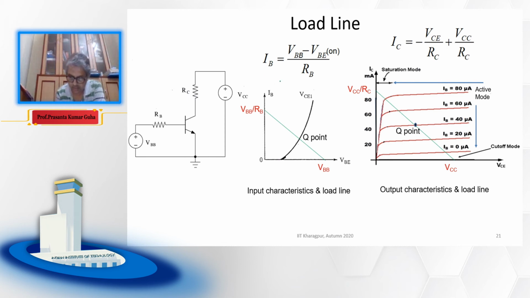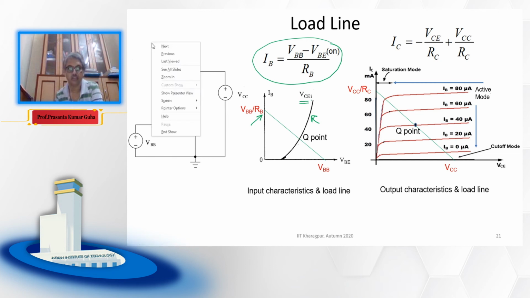From this, we know this is our IB VBE curve, which is exponentially increasing for a particular value of VCE. Now if we plot this equation on the same curve, then we will get a straight line. How? Let me change the color.